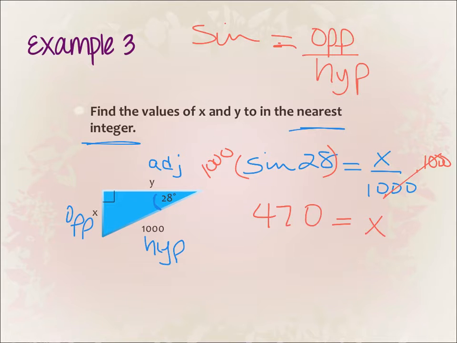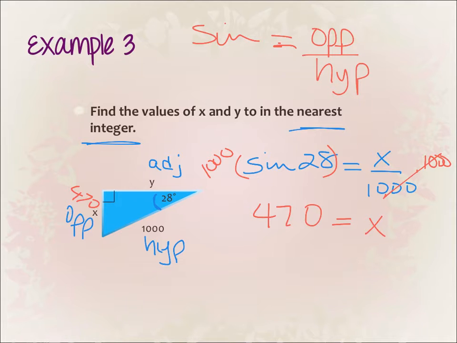470. Now, you might think 470 is kind of a big number, but look at the size of our hypotenuse. It's 1,000. So 470 for this leg is reasonable. Does that make sense to everybody?